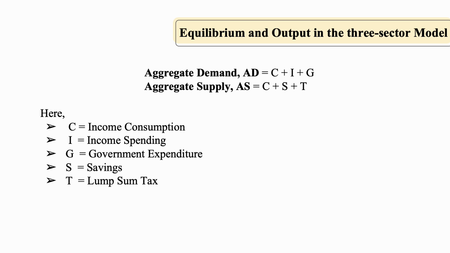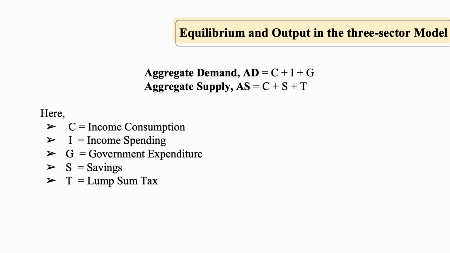Here we can see aggregate demand and aggregate supply. Aggregate demand, AD, is C plus I plus G. Here C stands for income consumption, I is equal to investment spending, G refers to government's expenditure, and we can say also the aggregate supply, AS, refers to savings and lump sum tax, which are included with income consumption to make the AS value.